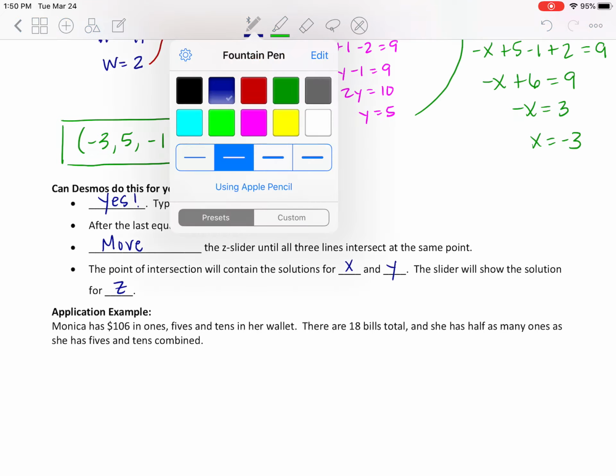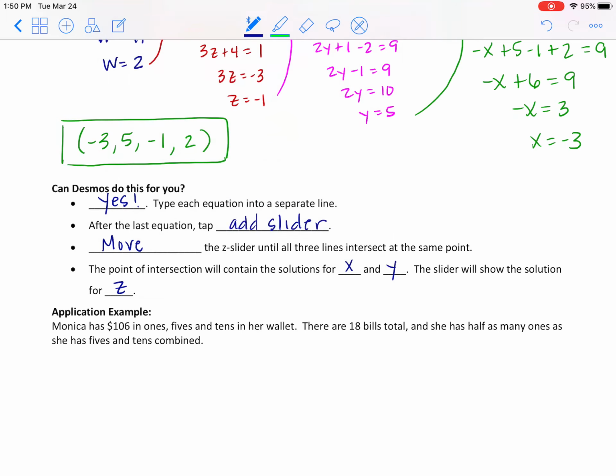So we got 3 variables. I guess I forgot to ask a question here. The goal would be to figure out how many of each does she have. How many of each bill does she have? Not sure how I missed to ask the question, but there it is. Okay, so I don't know how many ones, I'm going to call them x's. I don't know how many fives, I'm going to call them y's. And I don't know how many tens, I'm going to call those z's.